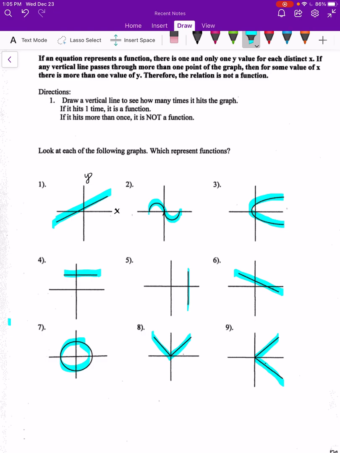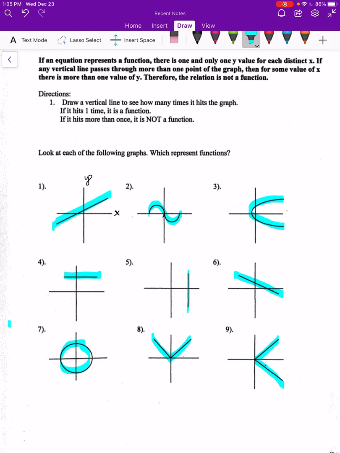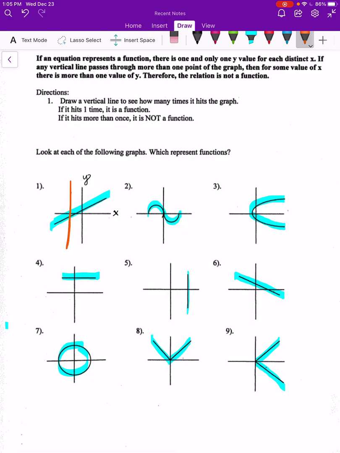So what you're going to do is draw a vertical line. Vertical is straight up and down, and you're going to see how many times it hits the graph. You're going to draw it somewhere where it hits this blue graph. It doesn't matter where you draw your vertical line. So what if I draw it right here? Boom. And here is where it hits the graph. How many times did it hit that graph that's in blue? It hit it one time. So because it hit it one time, it's said to be a function.